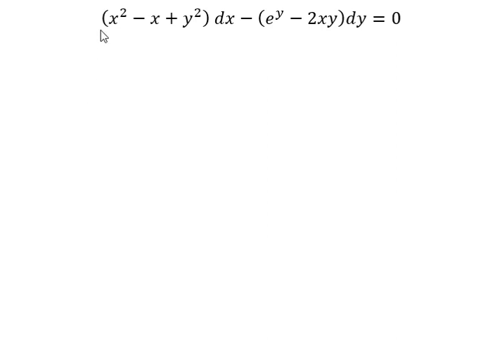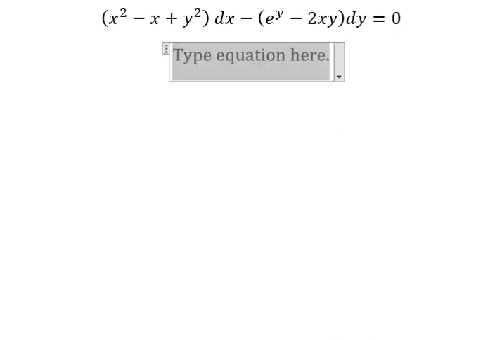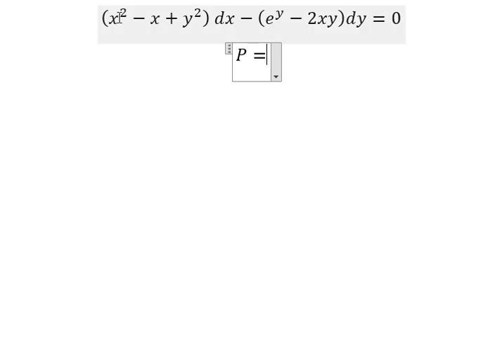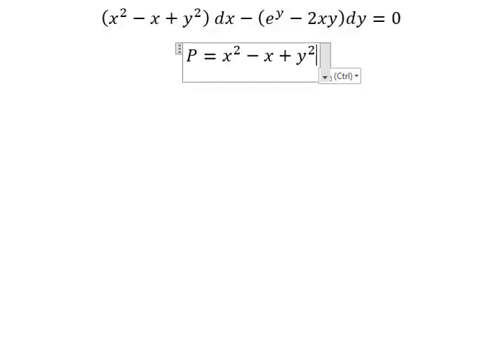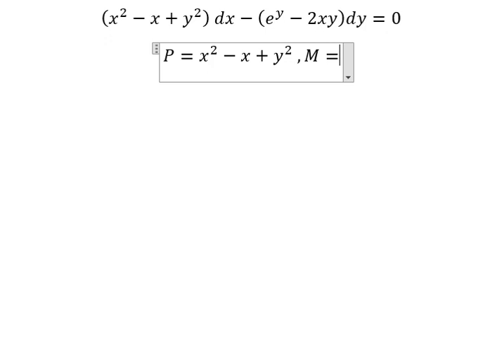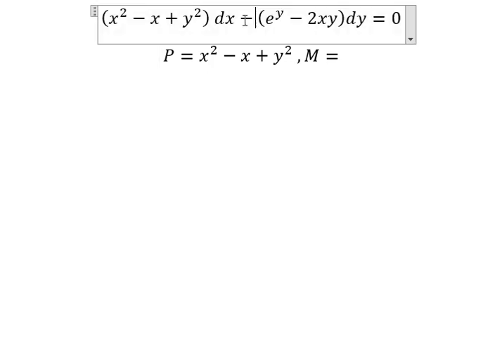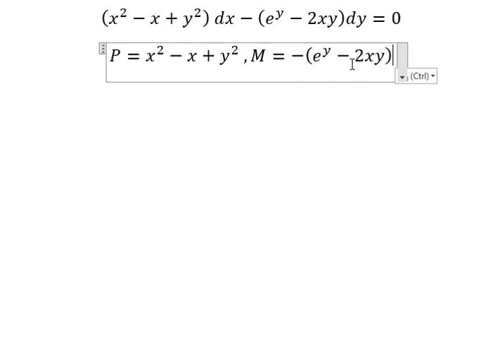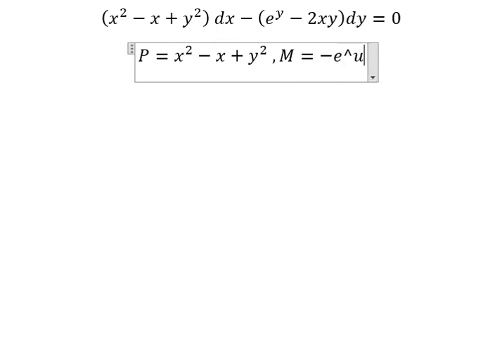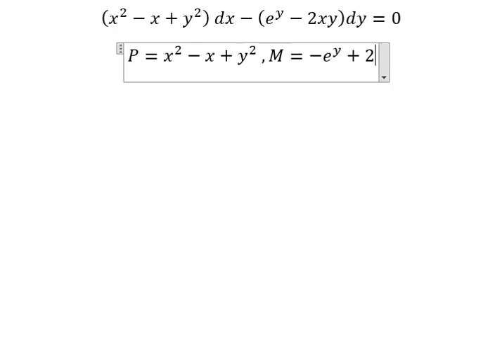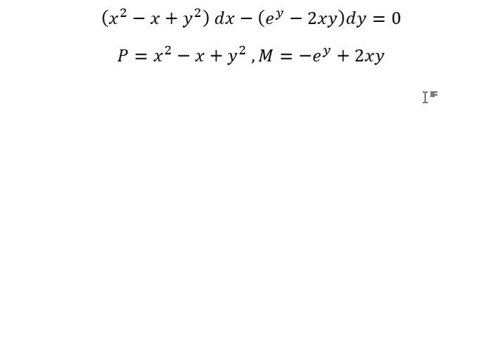So today I will show you how to answer this one. We need to put b equals to this one and m equals to this one, including the negative sign in here. So this one, that is about negative e to the power of y plus 2xy. Next, we have the s.